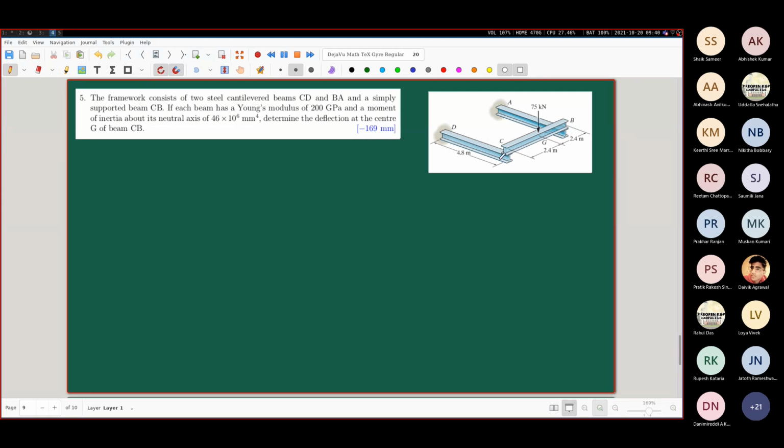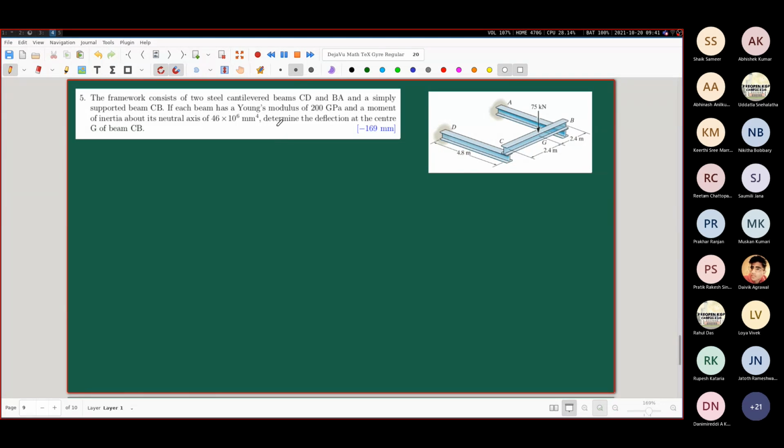So this is one beam, CD. This is another beam, BA. And there is another beam, CB, which is just placed over these 2 beams. The CD beam and the BA beam, at the end of it, this BC or the CB beam is placed. All of them are made of steel, so they have a Young's modulus of 200 gigapascals. They also have, each of them has a moment of inertia about its neutral axis of this much value.